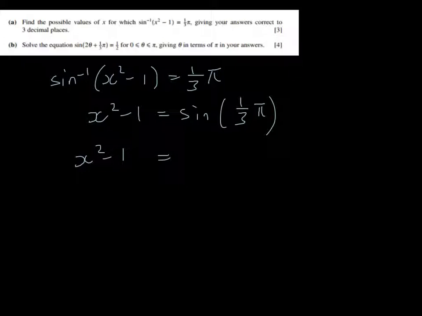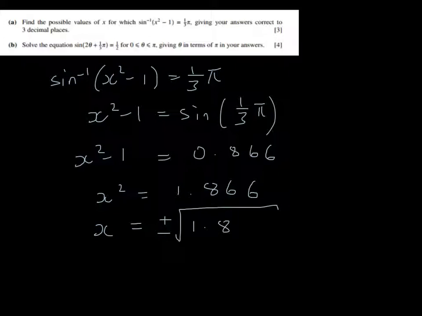So for example, my calculator's in radian mode at the moment, so I'm going to put in a third times pi and do a sine of that. So I get 0.866 to 3 decimal places. Okay, so that means that x squared equals 0.866 plus 1, so it's going to be 1.866. I'm going to leave it like that just for now, because my next step is to take the plus or minus square root of this, and then I'll round that final answer to 3dp.